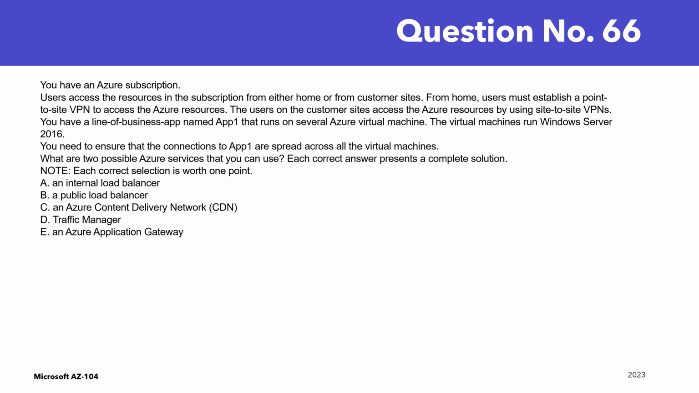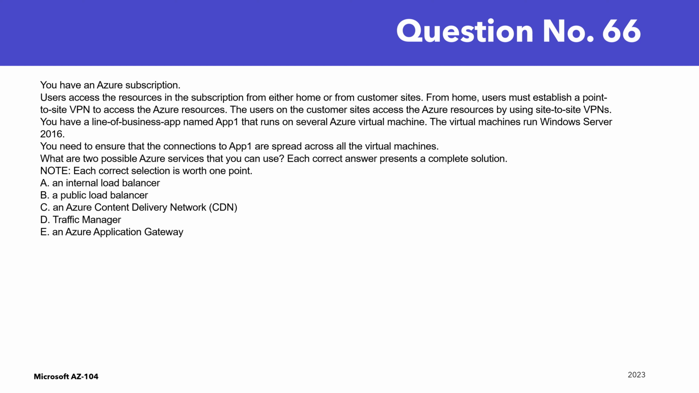You have an Azure subscription. Users access the resources in the subscription from either home or from customer sites. From home, users must establish a point-to-site VPN to access the Azure resources. The users on the customer sites access the Azure resources by using site-to-site VPNs. You have a line of business app named App1 that runs on several Azure virtual machines. The virtual machines run Windows Server 2016. You need to ensure that the connections to App1 are spread across all the virtual machines.